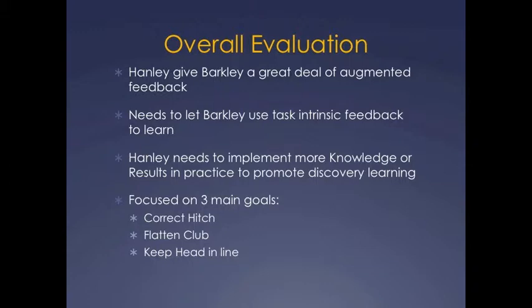When he needs to be letting Barkley use more intrinsic feedback to have more of a discovery learning process in order to enable him to correct some of the habits that he has. The main things that he focused on that were beneficial are three main goals: correcting the hitch, flattening the club, and keeping the head in line. And this provided a clear, concise goal in order to show progress through the practice sessions.